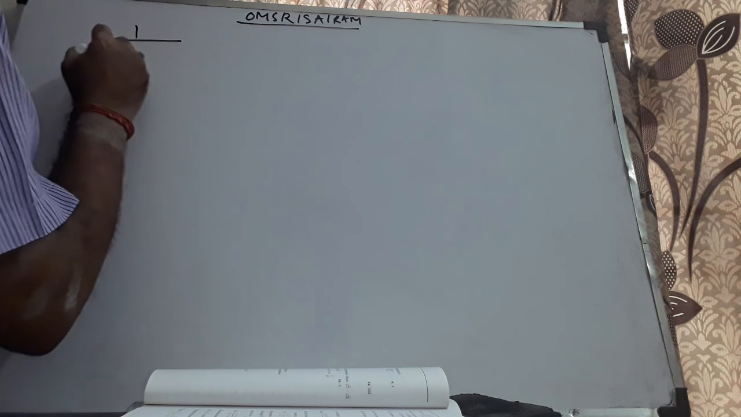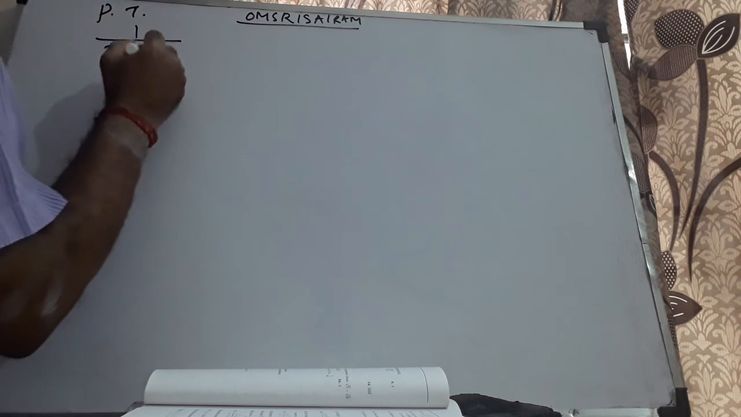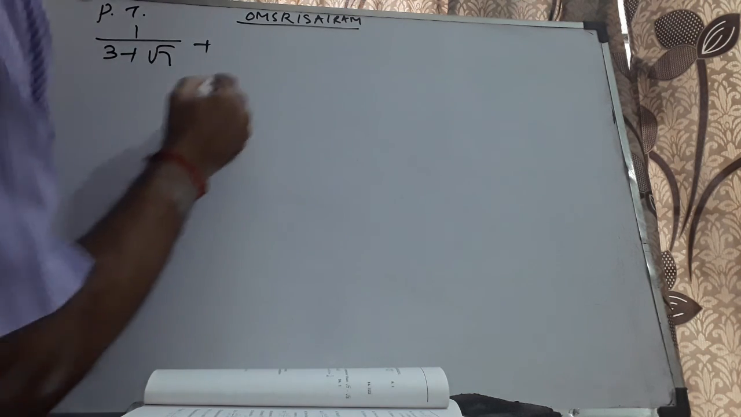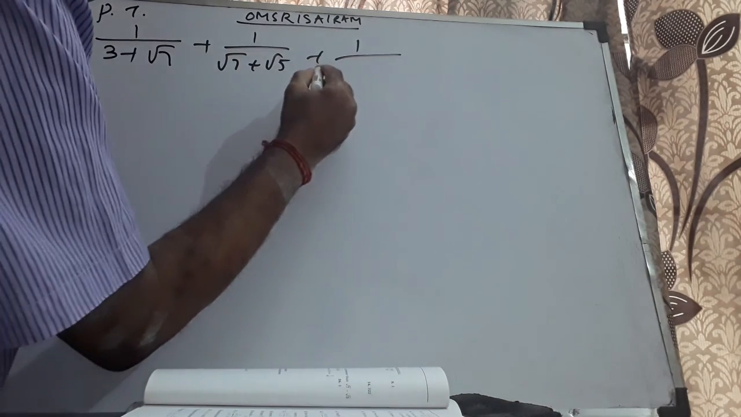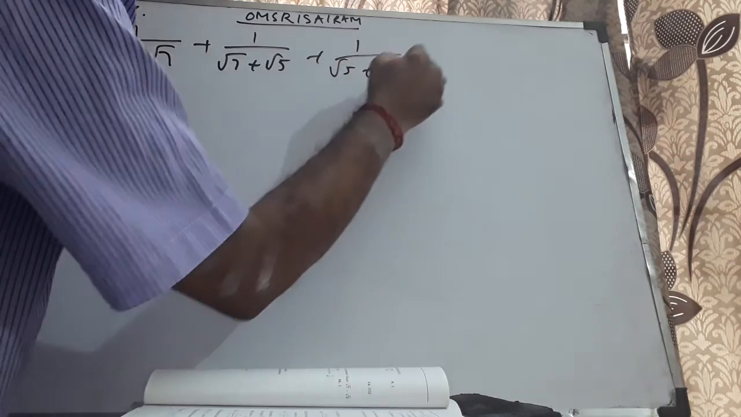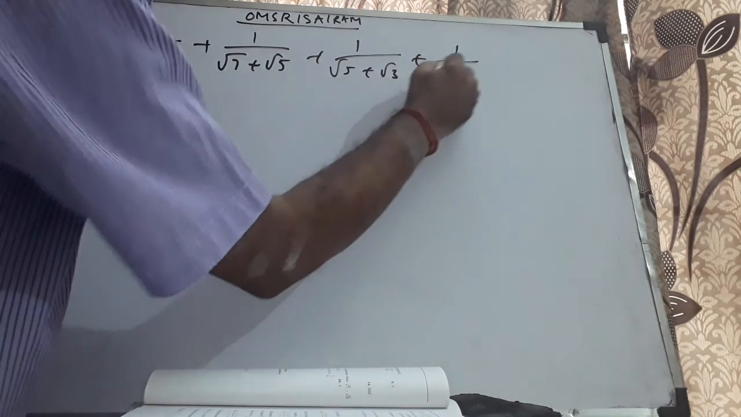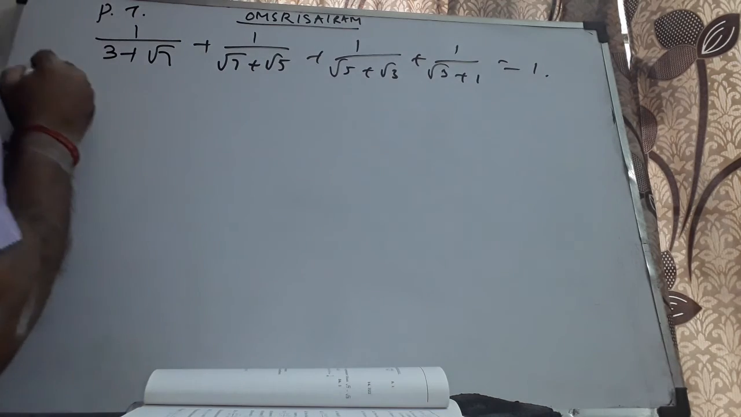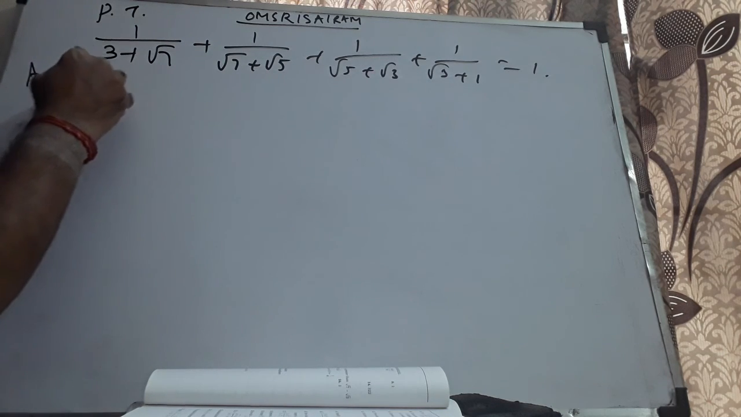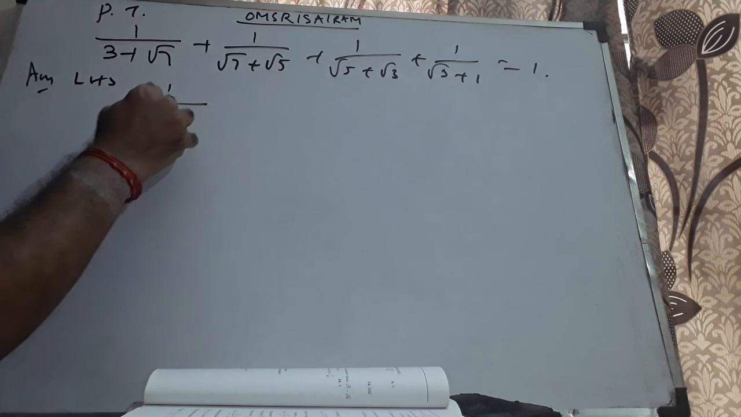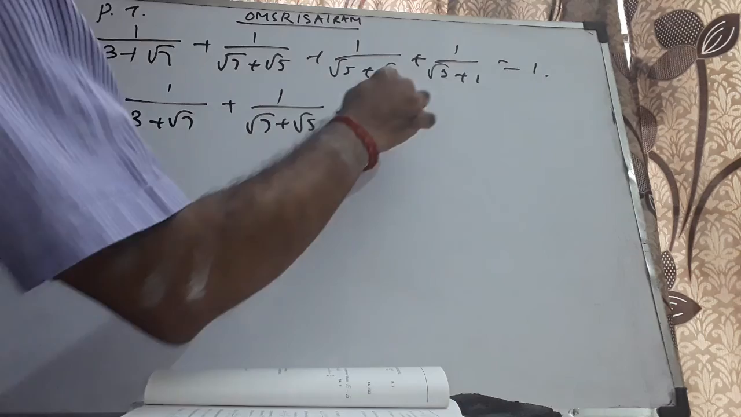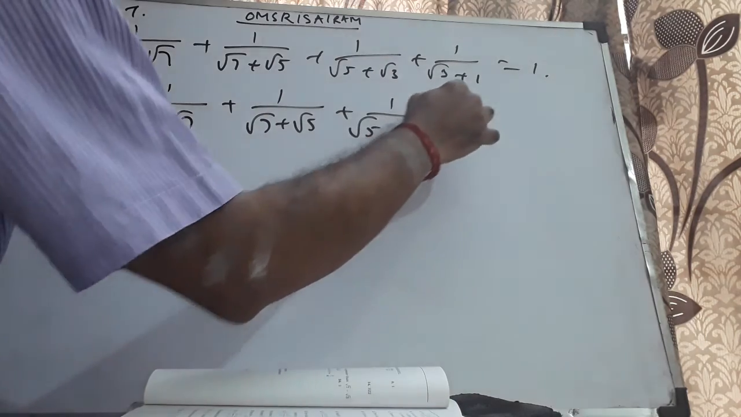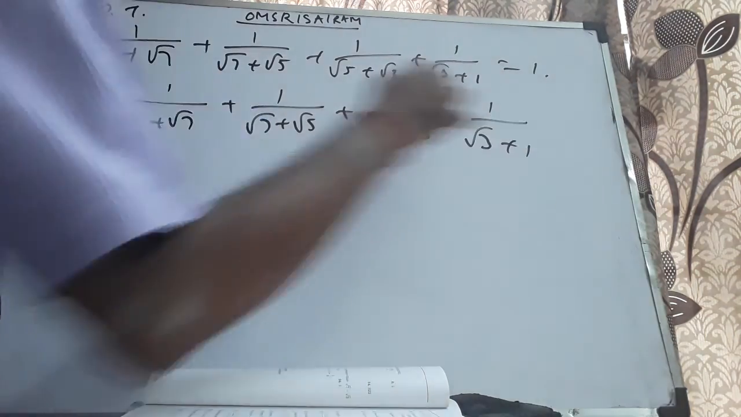The first problem meant for today goes like this. Prove that 1 by 3 plus root 7 plus 1 by root 7 plus root 5 plus 1 by root 5 plus root 3 plus 1 by root 3 plus 1 is equal to 1. Let me just start with the LHS. 1 by 3 plus root 7 plus 1 by root 7 plus root 5 plus 1 by root 5 plus root 3 plus 1 by root 3 plus 1.